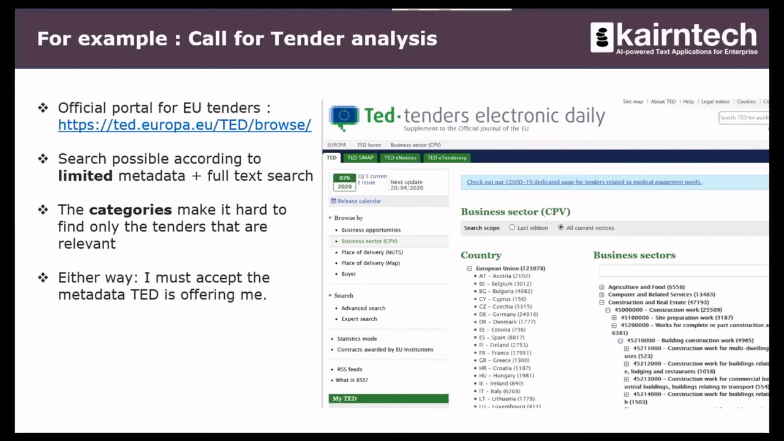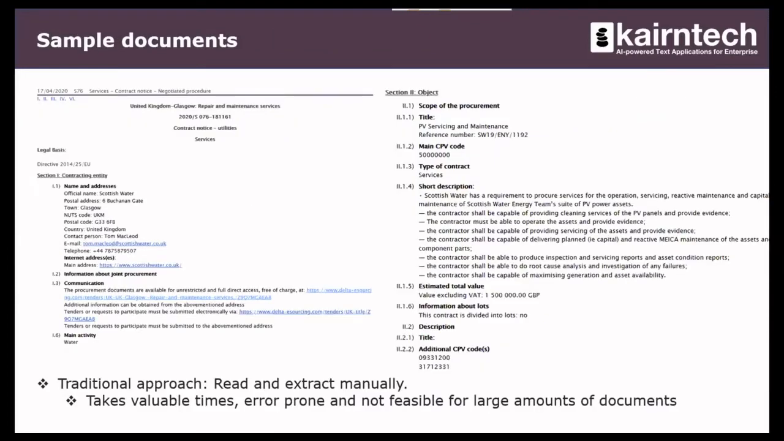So for instance, if my business is, let's say, construction, I would certainly look into that sub-branch that we see on the right. But as we see, there are many different sub-branches. So how can I make sure that I don't miss anything? Either way, I must accept the metadata that TED is offering me. So I must live with that. If I open one of these documents, this is about what we get.